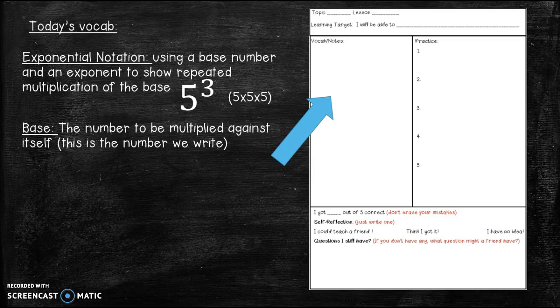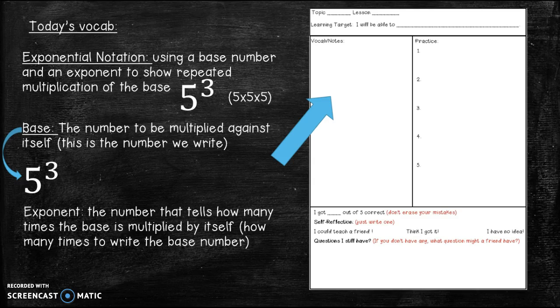So again, the base is the number to be multiplied against itself. This is the number we write. So the 5 is the base. Now exponent is the number that tells you how many times the base is multiplied by itself. So how many times to write the base number? That's our exponent. Again, go ahead and pause the video and make sure you have all of this written down in your notes.